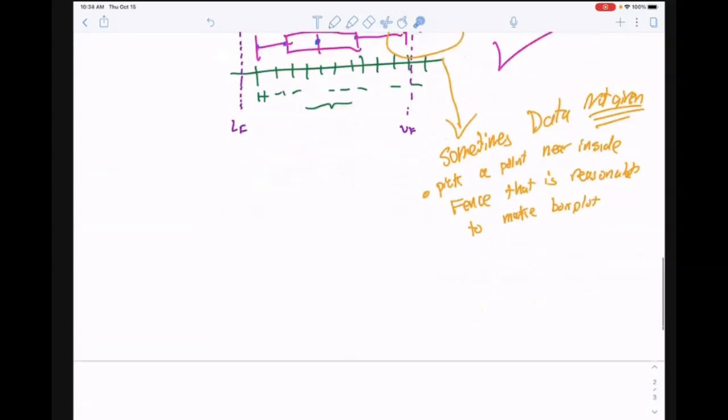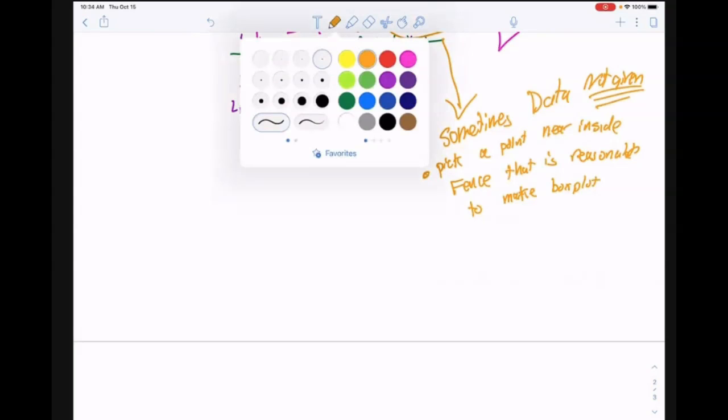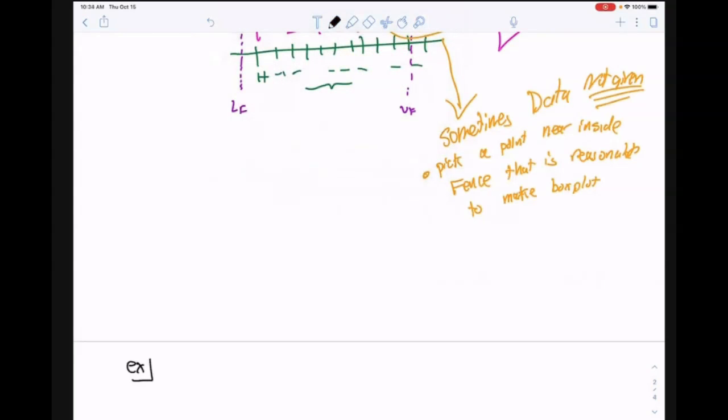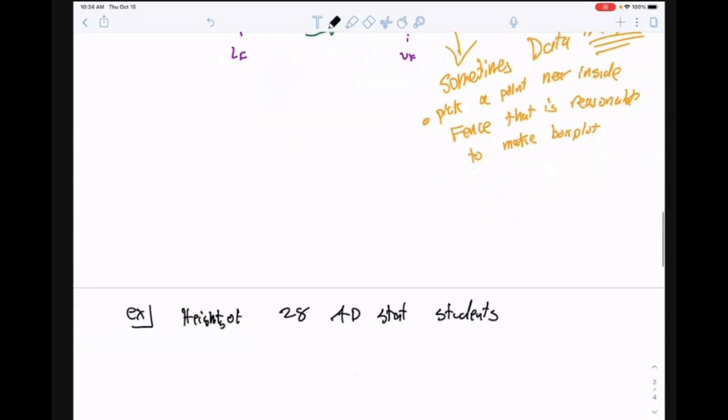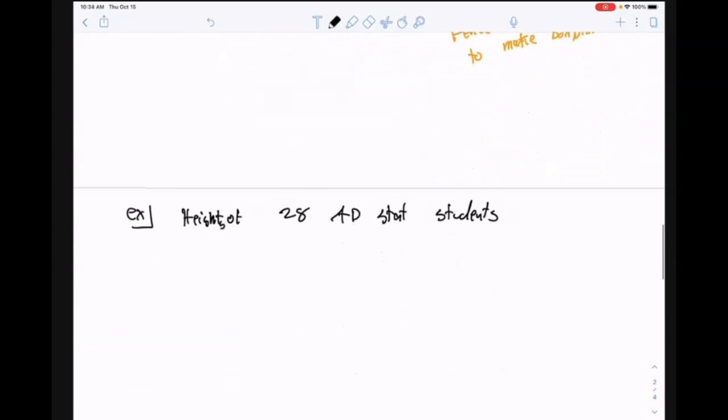Let's do an example. All right, let's do an example. We're going to talk about the heights of 28 AP Stat students. This was my data from last year. And here's my summary statistics.